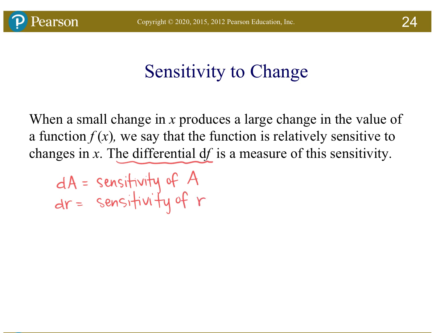How much will one change impact another change? So if I were to change A, how much would that change R? Or if I were to change R, how much would that change A? How are they related and connected? So the word sensitivity is connected to derivatives, but it's a separation where we can look at them independently of each other, dA being separated from dr.